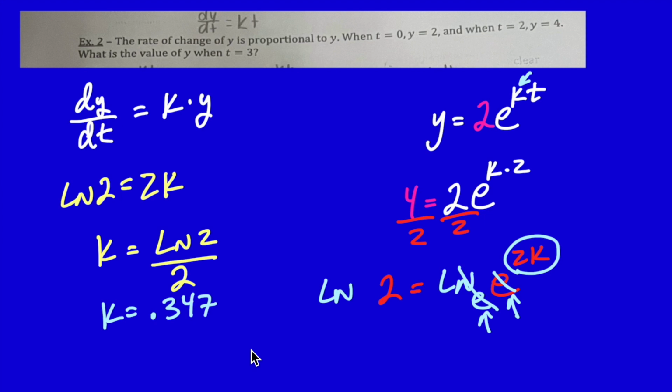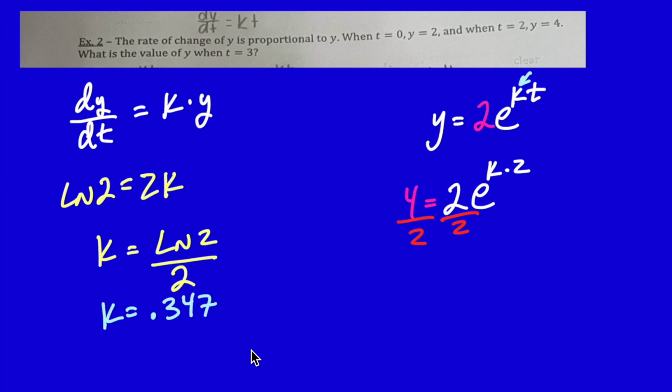Okay, folks, now that we have our c and our k, the ball game is over. So here's going to be our equation. We're going to have y equals 2e to the kt, and we're going to use 0.347 times t. So now this question, what is the value of y when t equals 3?